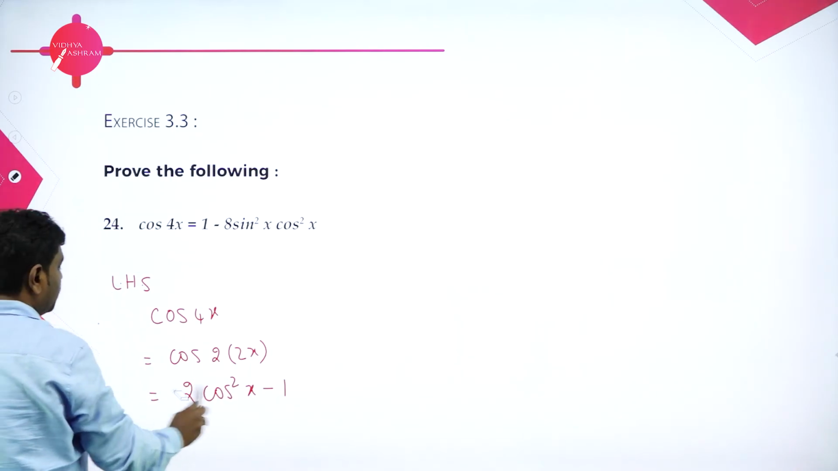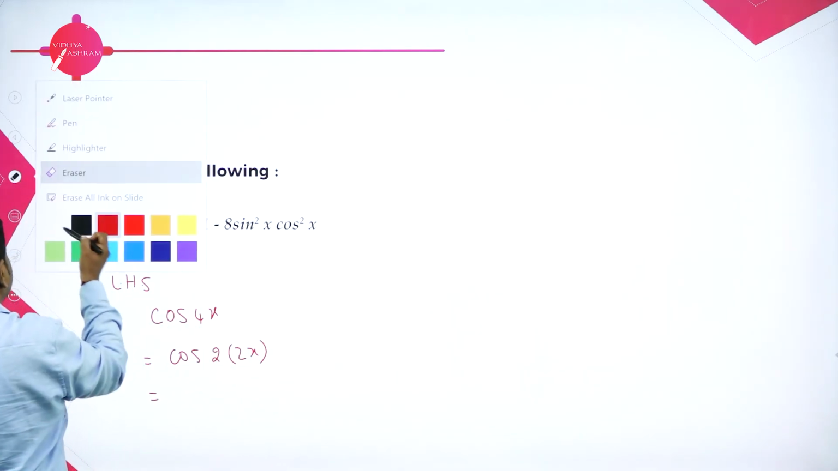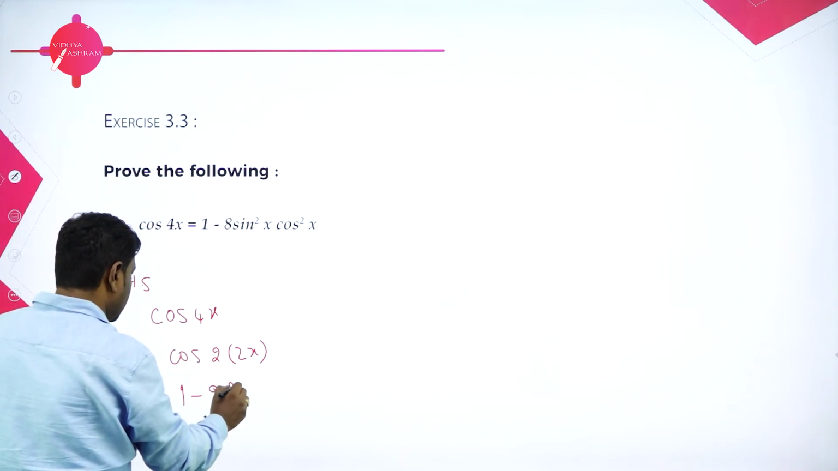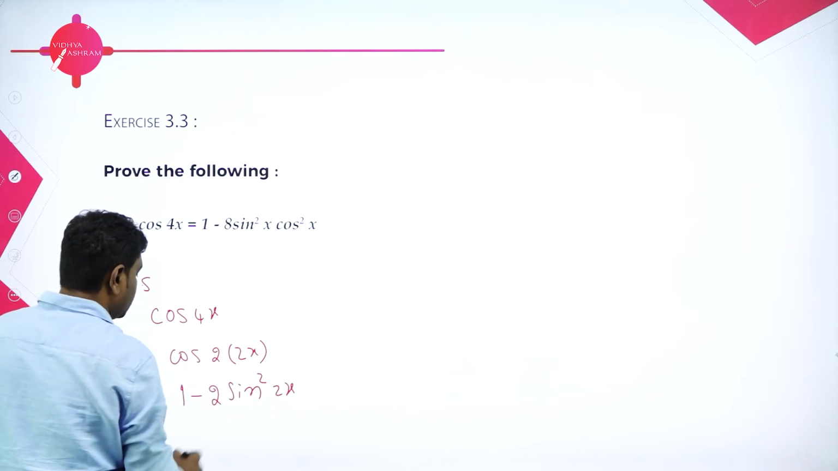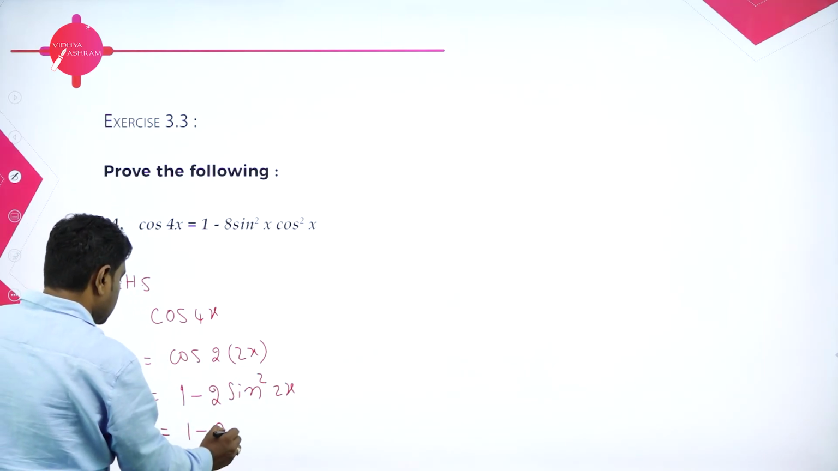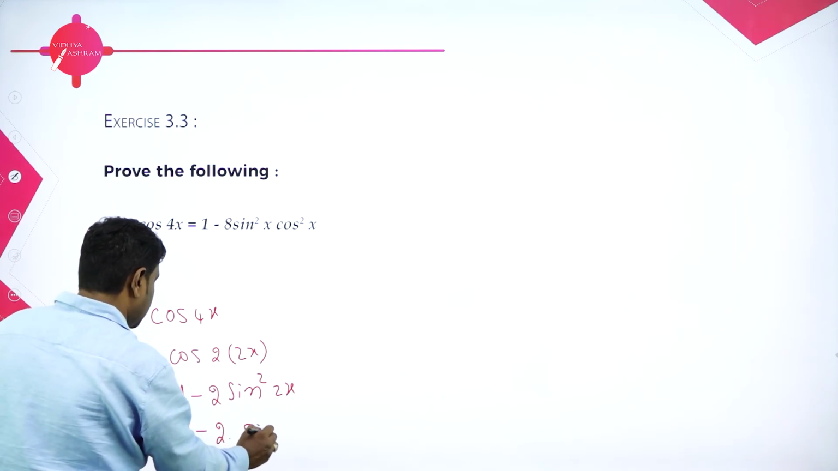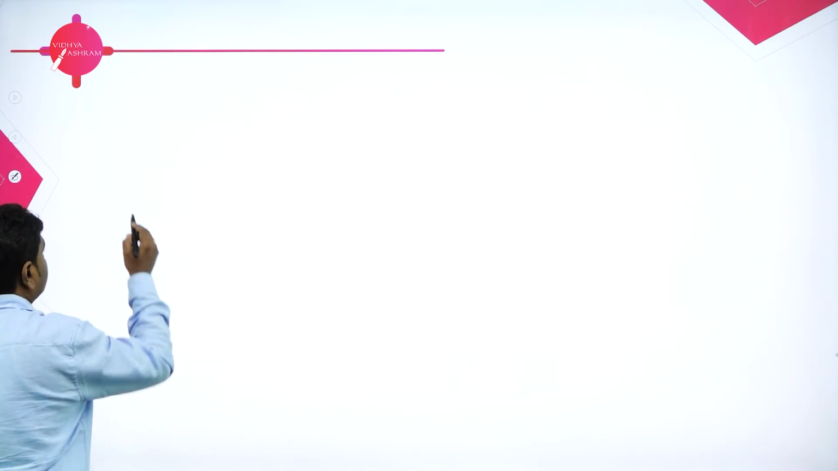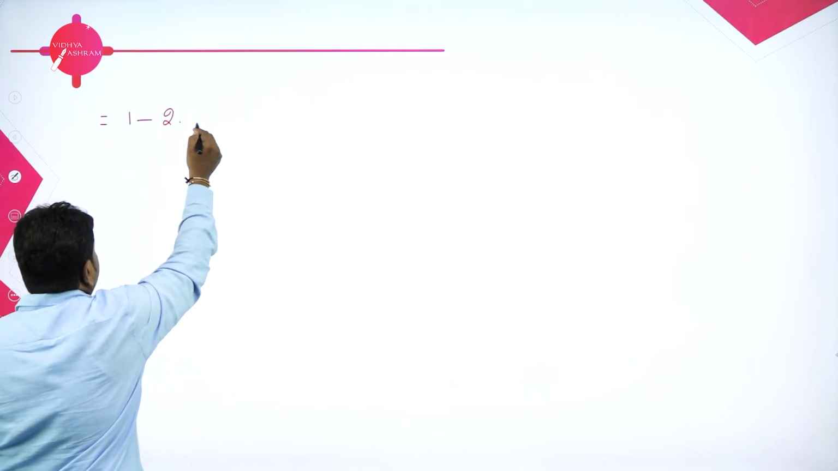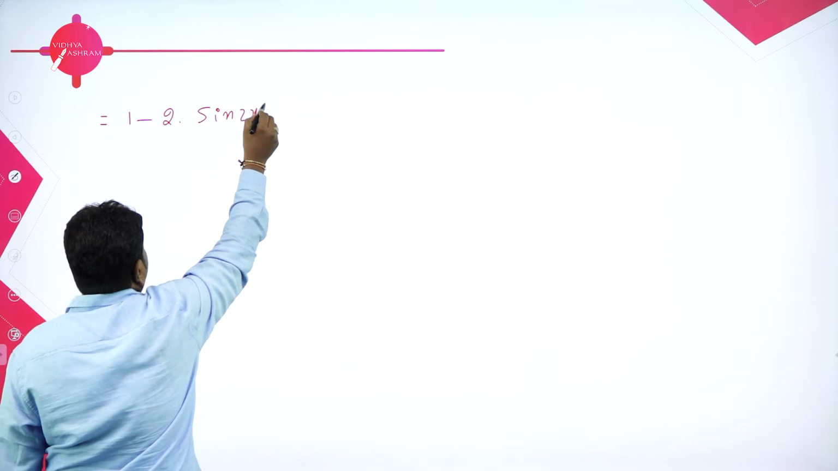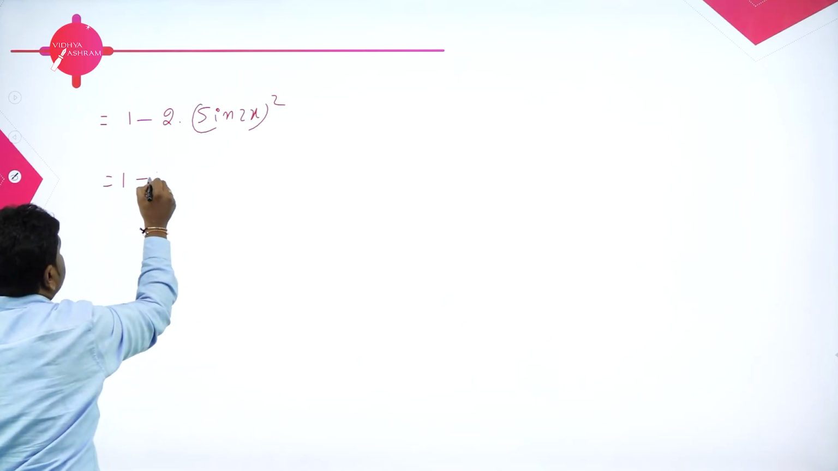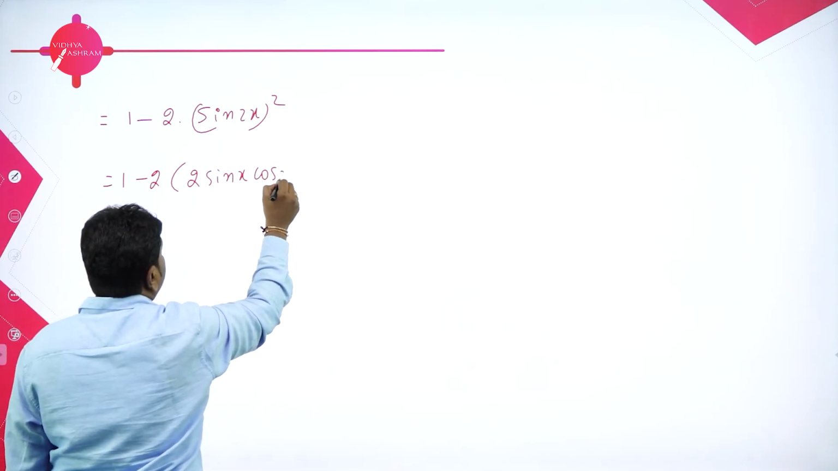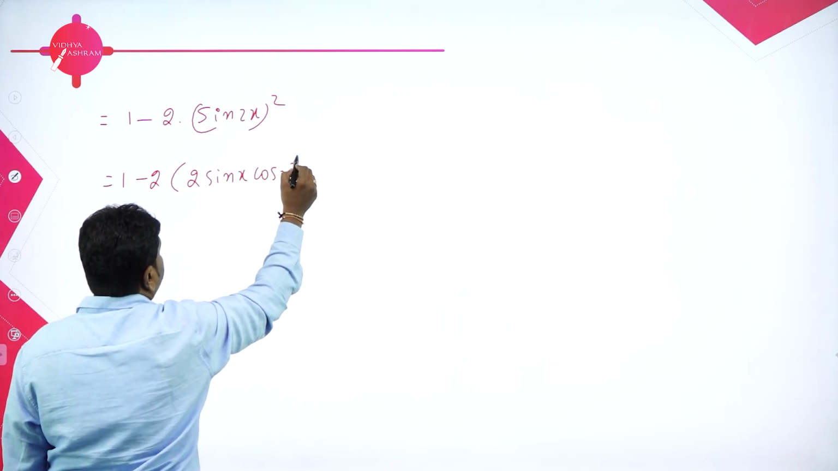In spite of that, because you can see RHS contains 1 in the beginning. Here 1 is there. So I can write it as 1 minus 2 sin square 2x. Again 1 minus 2 sin square 2x can be written as 1 minus 2 sin 2x the whole square. Can we write this as 1 minus 2 sin 2x is 2 sin x into cos x the whole square?